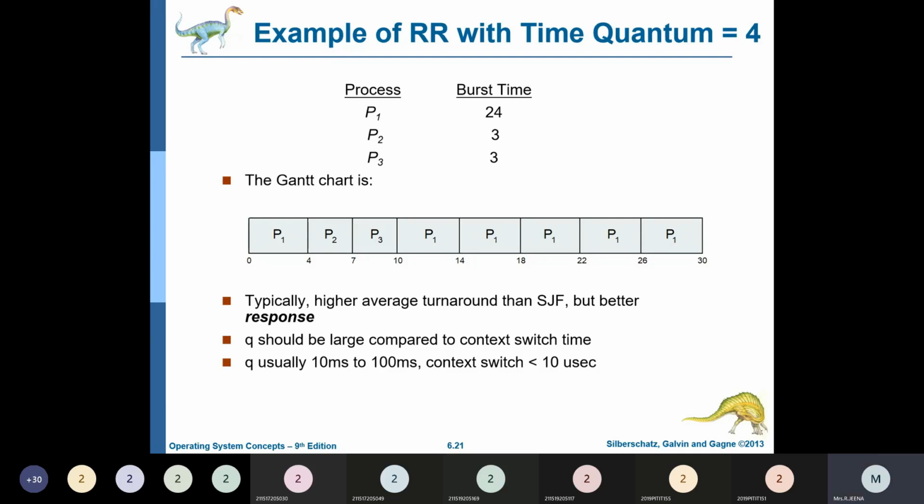And no process is allocated the CPU for more than one time quantum in a row, unless it is the only runnable process. Here, P1 is the only runnable process at some point of time, right? Next.